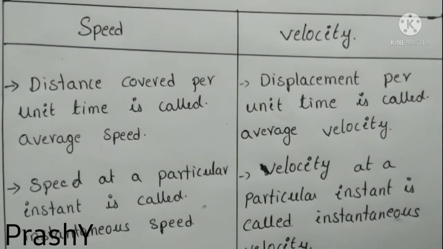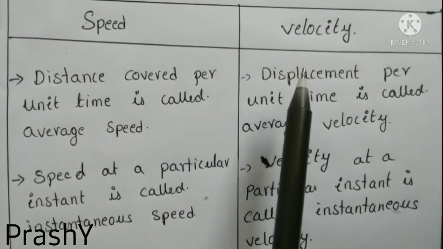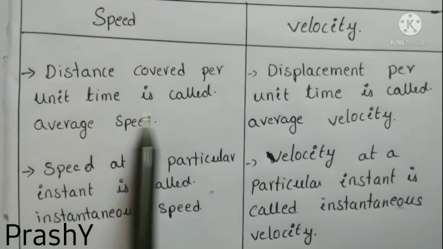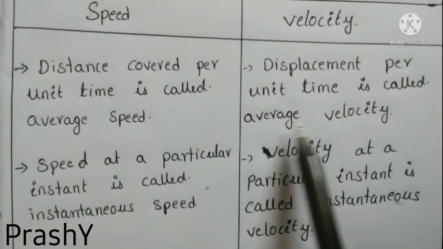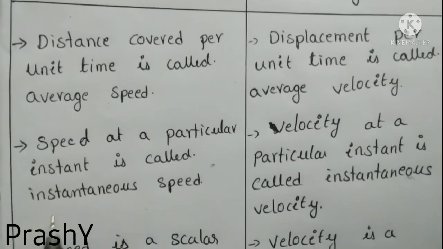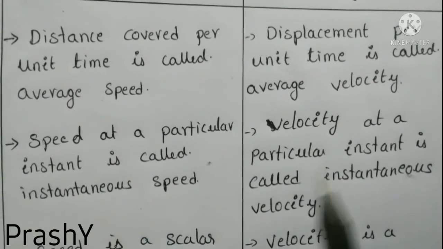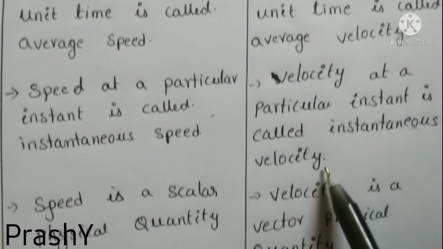So finally, let us summarize the points we have discussed. Speed and velocity. Distance covered per unit time is called average speed. Displacement per unit time is called average velocity. Speed at a particular instant is called instantaneous speed. Velocity at a particular instant is called instantaneous velocity.